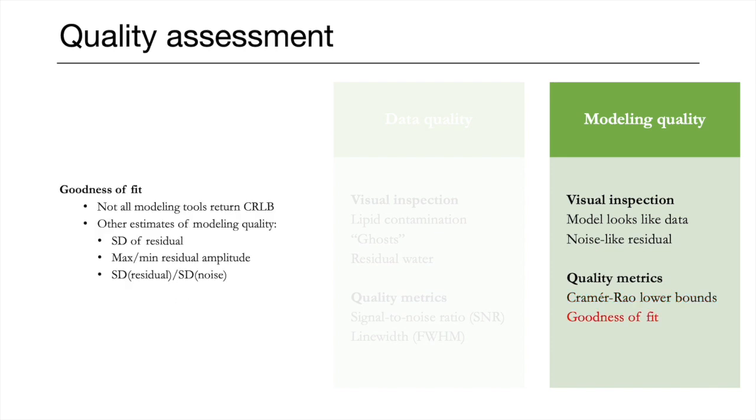Not all algorithms and tools return CRLBs. Alternative metrics usually involve the residual, like the standard deviation, the maximum and minimum, or the standard deviation of the residual normalized to the standard deviation of pure noise.